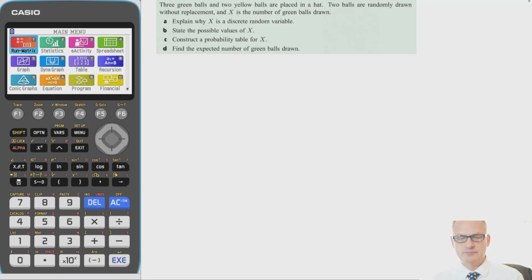Right, in this question we have 3 green balls and 2 yellow balls placed in a hat. 2 balls are randomly drawn. X is the number of green balls shown. Explain why X is a discrete random variable. Well, X has a set of distinct values.